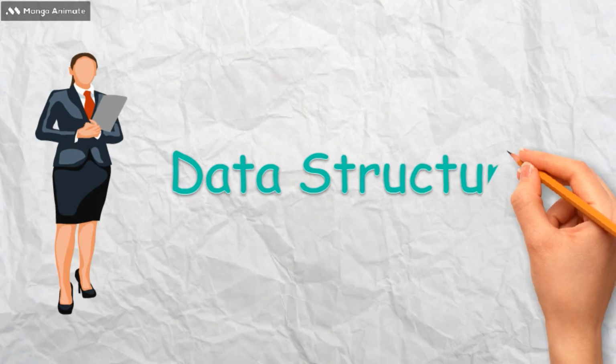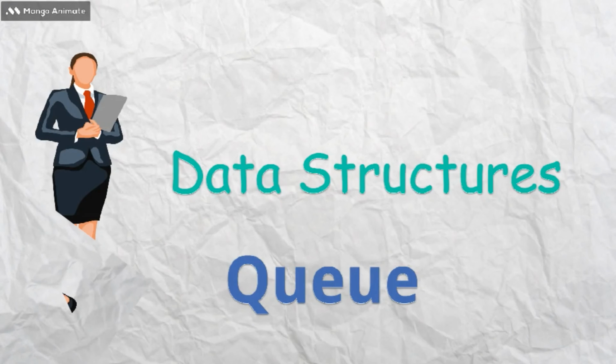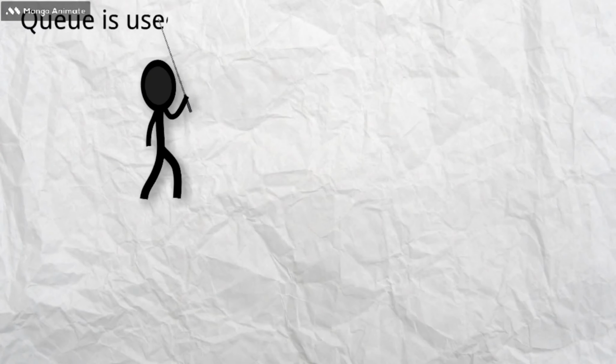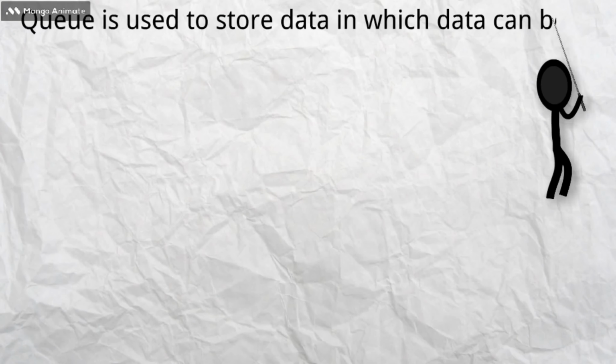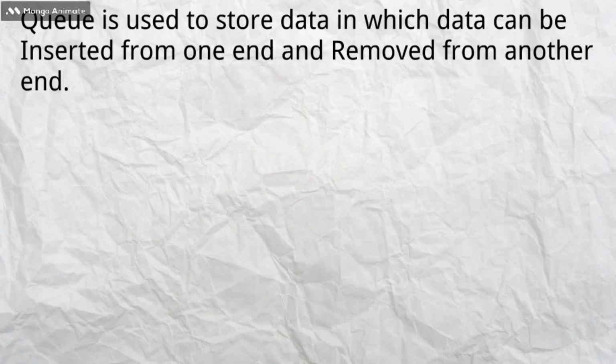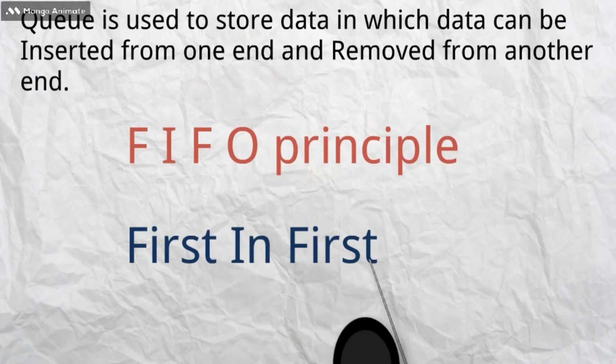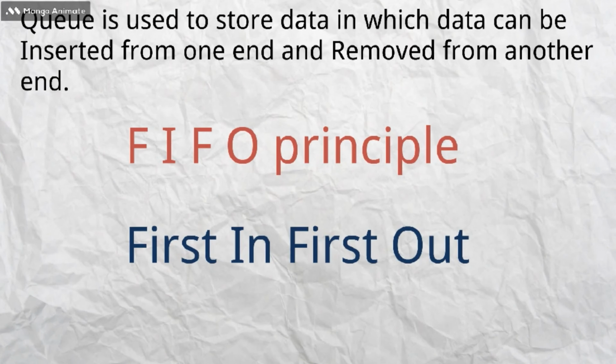Today we will learn another important concept from data structures, that is queue. A queue is used to store data in which data can be inserted from one end and removed from another end. This is called the FIFO principle, that is first in, first out.